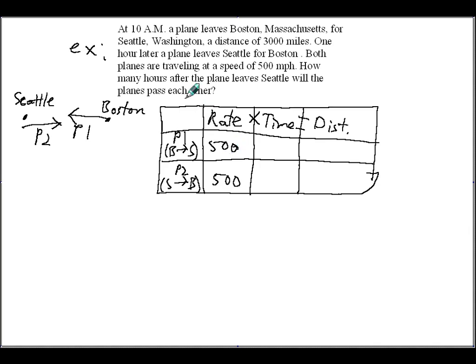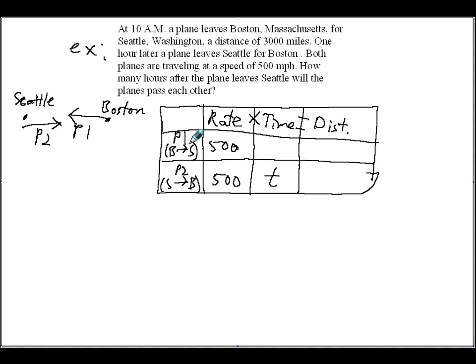Now the question is, how many hours after the plane leaves Seattle will the planes pass each other? So this is asking how many hours after the plane from Seattle takes off will the planes pass each other. That's the second plane here. In other words, how many hours after plane 2 leaves will the two planes pass each other in the air? We don't know that, so let's let that be t.